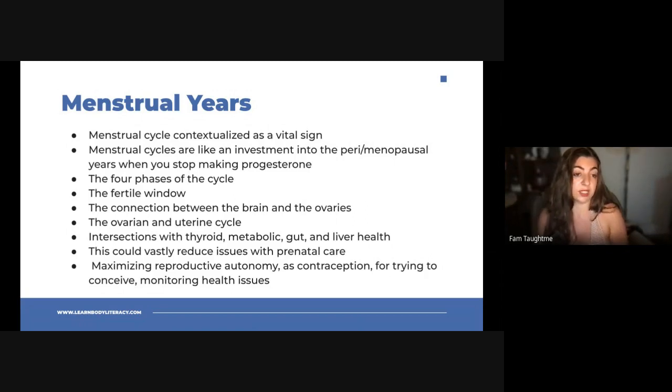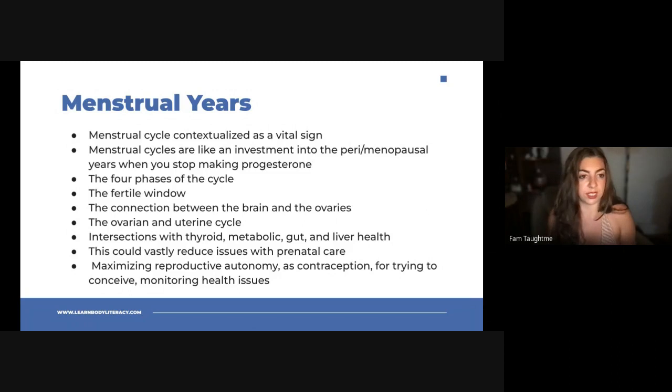And so we could teach people about the 4 phases of their menstrual cycle, about their fertile window, of course, which gives them reproductive freedom, and the connection between the brain and the ovaries, which explains a lot, because various menstrual issues are related to that brain-ovary connection. We could explain to people the ovarian and uterine cycle.